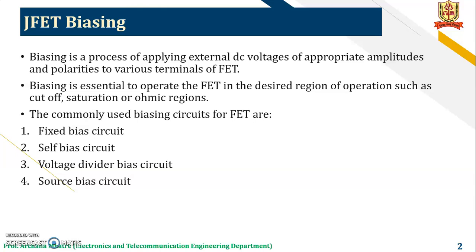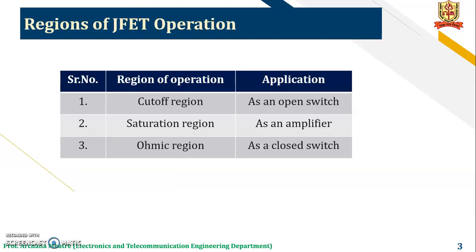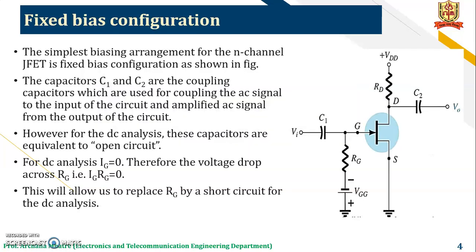ohmic region. The commonly used biasing circuits for FET are: first is fixed bias circuit, then self bias circuit, voltage divider bias circuit and source bias circuit. The region of JFET operation. In cutoff region, the JFET acts as an open switch. In saturation region, JFET acts as an amplifier, and in ohmic region, JFET acts as a closed switch.